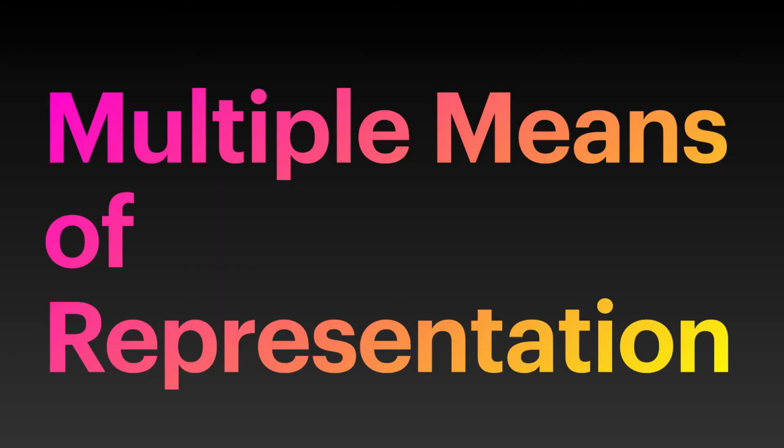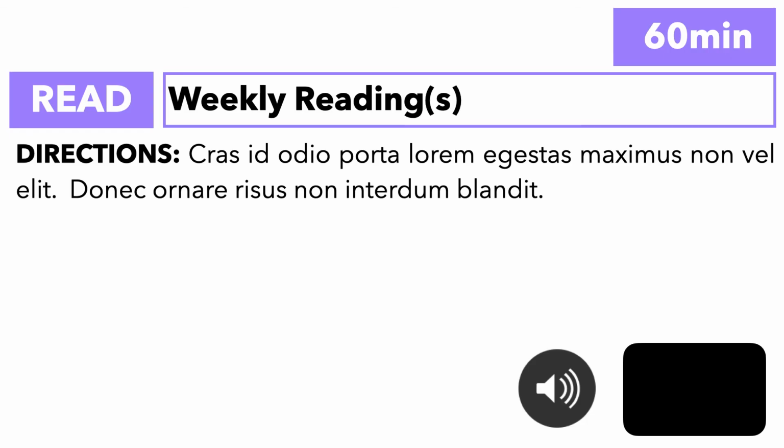Now, lastly, you're going to want to include multiple means of representation. Sometimes it's really easy in an online course just to put everything in text and then expect that we're going to get it that way. But according to Universal Design for Learning theory, we do want to include those multiple modes of representation for our students. So if we have our weekly reading slide, which looks like this, we have our text, which is one mode of representation, but we could also add audio.